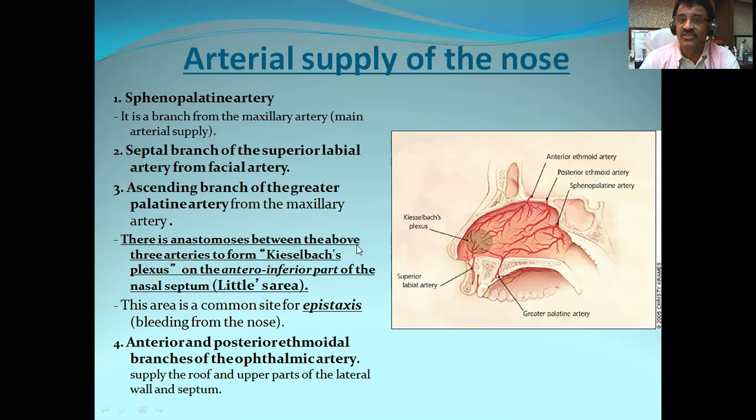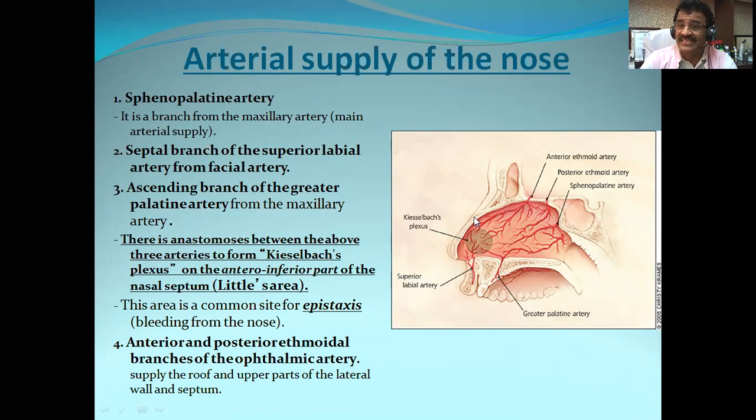There is anastomosis between the above three arteries, 1, 2, 3, that is sphenopalatine artery, septal branch of superior labial artery, and ascending branch of the greater palatine artery. They anastomose between the above three arteries to form Kiesselbach's plexus. This name is Kiesselbach, take care of the spelling. On the antero-inferior part of the nasal septum, and this is called Little's area. Little is a name of an anatomist. Kiesselbach is also a name of an anatomist. Okay, Little's does not mean small, it is a name. So Little is a name given.